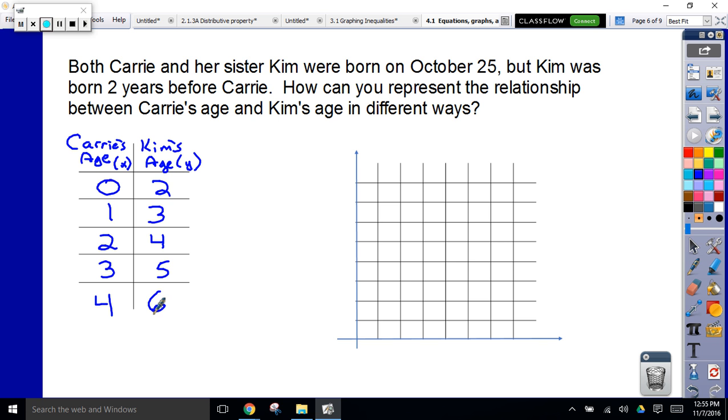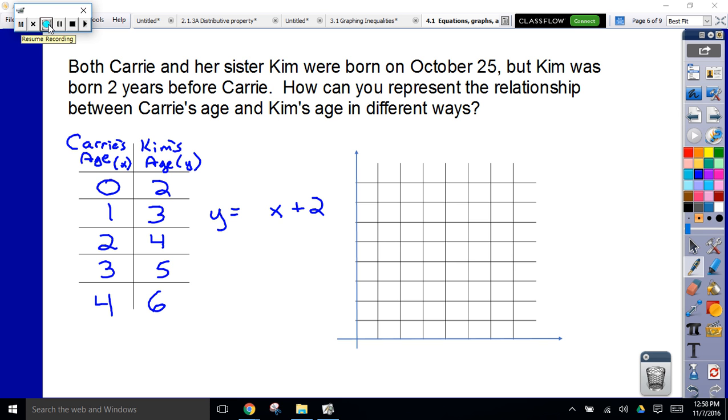You got it, okay. So the next thing we have to do is write an equation. They don't give us the equation for this one. We need to say that y equals something that's related to x. What did we do to x each time to get y? You added 2. So for our equation, there's nothing in front of the x. We take the x, we add 2. Whatever Carrie's age is, we just add 2, and that gives us Kim's age.